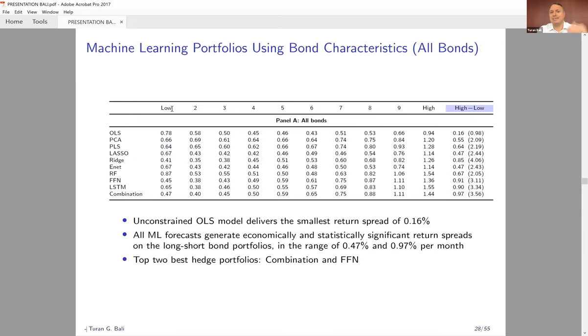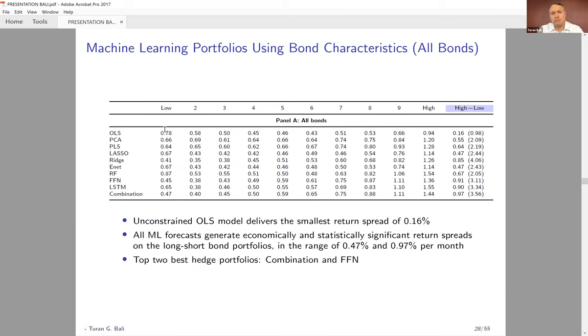Low means this is the portfolio that you are going to short. This is the short leg of the portfolio with low expected return forecast. High is the portfolio, the long leg of the portfolio, decile 10, in which these are the bonds we expect are going to perform better in the future.